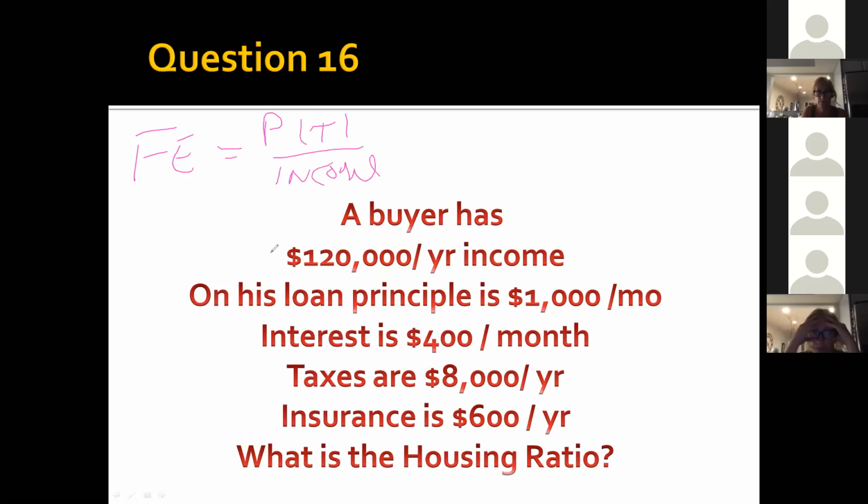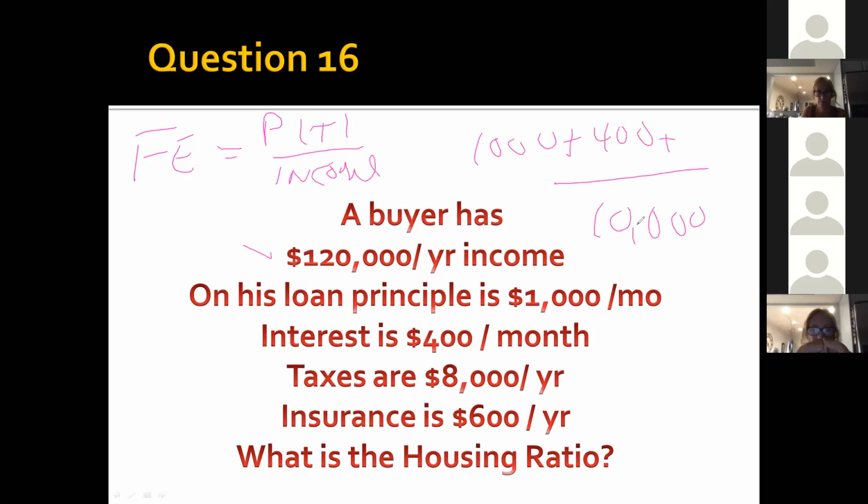So we have this by the year. We probably don't want it by the year. We probably want it by the month because our loan payment is by the month. So we convert $120,000 a year to the month. That means our denominator here is $10,000 a month. 120 divided by 12 is 10,000. His principal is $1,000. His interest is $400.